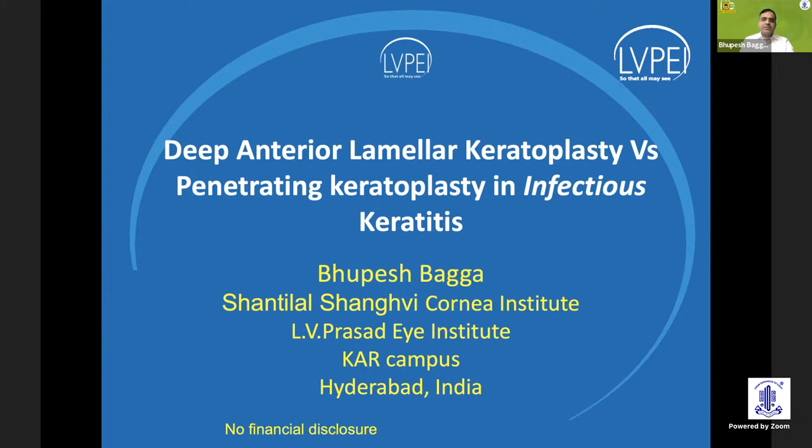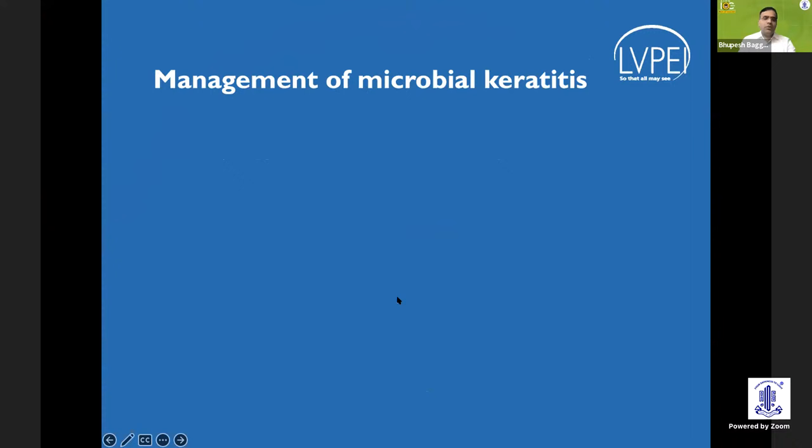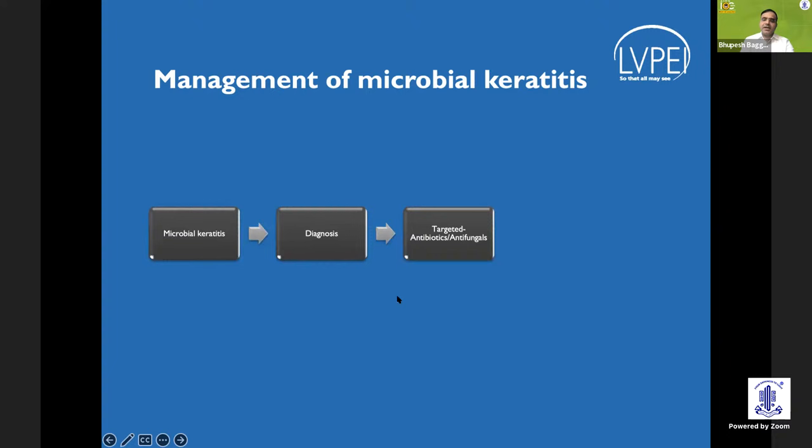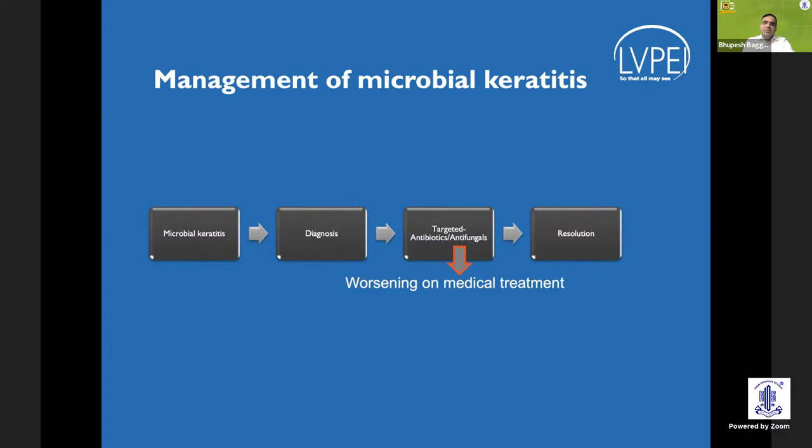So we all know that the management of microbial keratitis deals with the diagnosis and targeted antibiotics or antifungals, leading to resolution. That is always wishful thinking, but it doesn't always happen like that. Some 30% of cases actually do not respond to medical treatment and need surgical treatment in terms of keratoplasty. And in that sense, we have advancement in keratoplasty in terms of lamellar or penetrating keratoplasty.